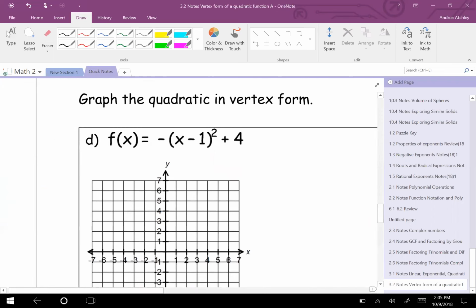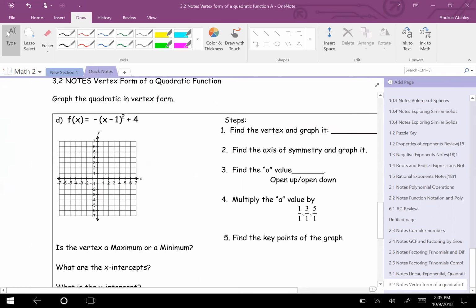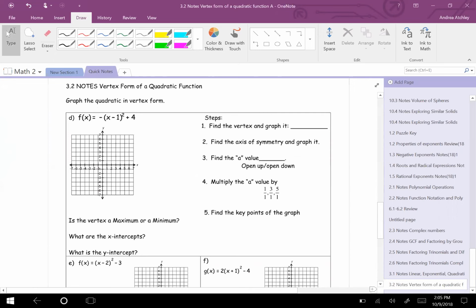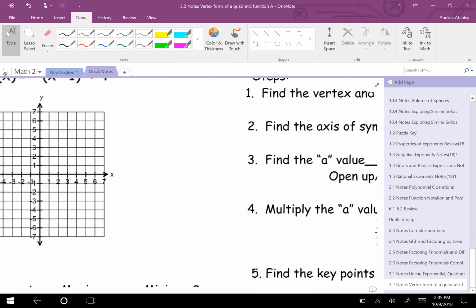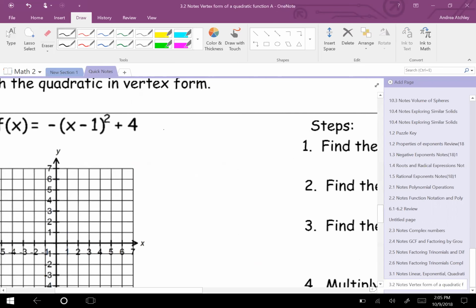Okay, now graphing. The first thing you're going to do when you're graphing is find the vertex. So let's review. Vertex form of a quadratic is f of x equals a times the quantity of x minus h, the whole thing squared, plus k. And the vertex is (h, k). And the axis of symmetry is x equals h.